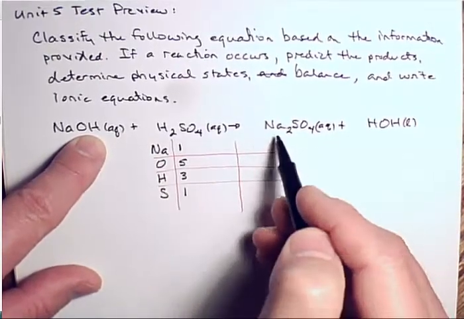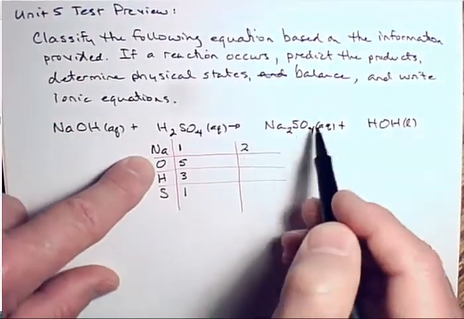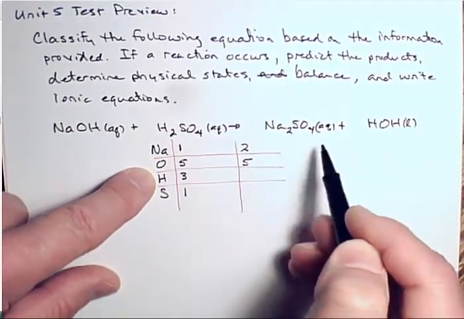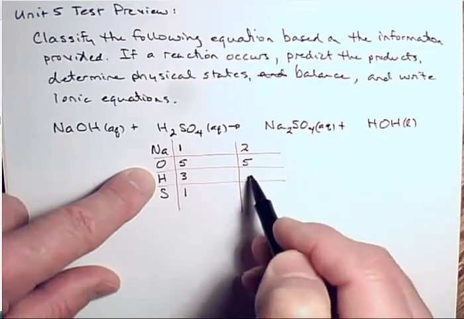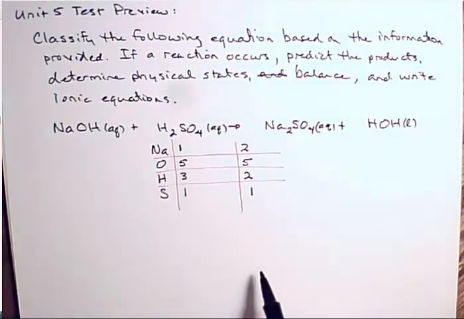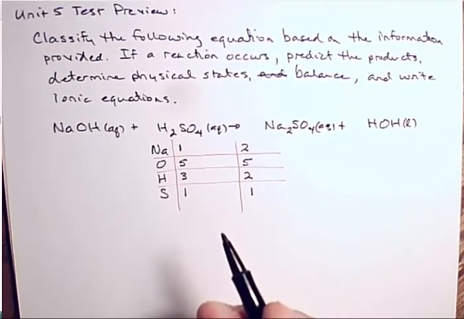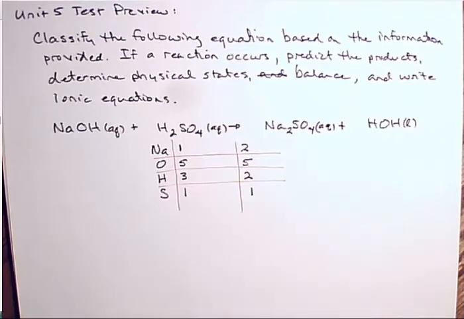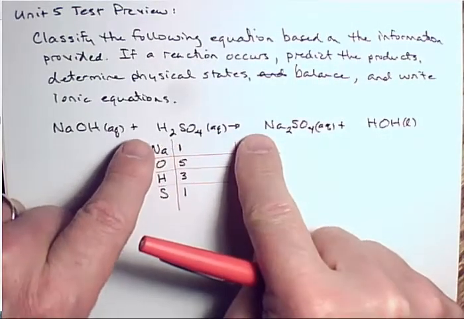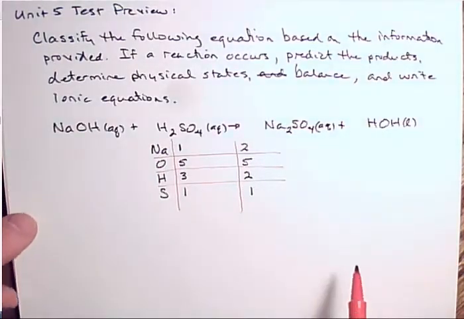On the other side, we've got 2 sodiums. We've got 4 oxygens plus 1 over here, that's 5. We've got 2 hydrogens, and we've got 1 sulfur. So we've got to try to get both sides to have the same number of atoms on both sides. Otherwise, we're violating the law of conservation of matter. And so we want to only use coefficients to balance an equation. We can't change anything in the formula, so we can only put coefficients in front of each of these formulas to get everything to balance out.